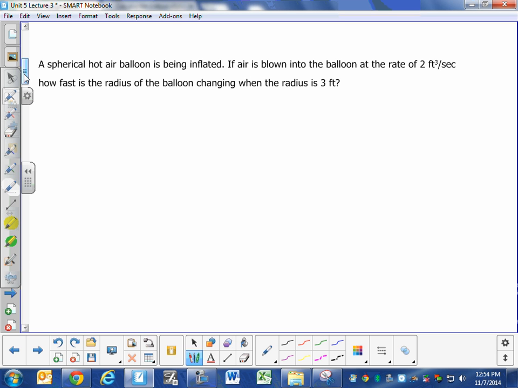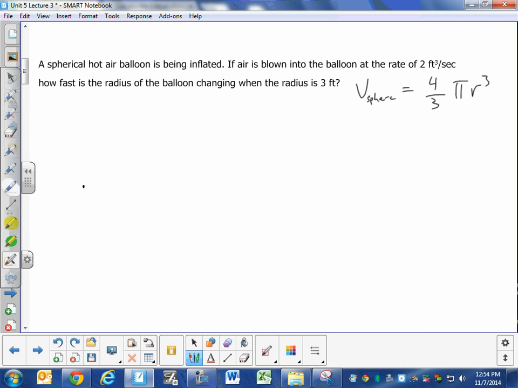A spherical hot air balloon is being inflated. If air is blown into the balloon at the rate of 2 cubic feet per second, how fast is the radius of the balloon changing when the radius is 3 feet? They will most likely give you the formula that you need to use, so you don't have to memorize the formula for the volume of a sphere, 4/3 pi r cubed. It's good to draw a picture.